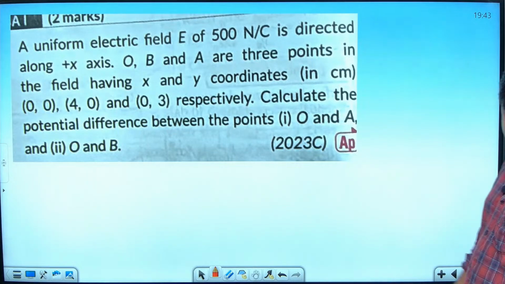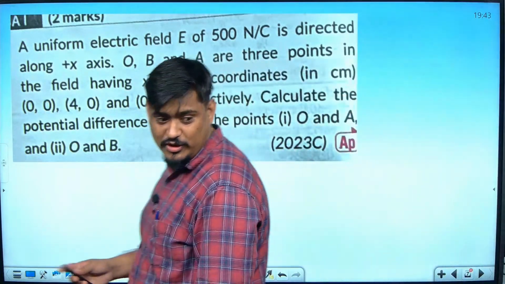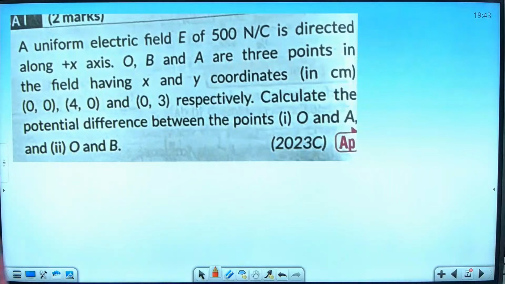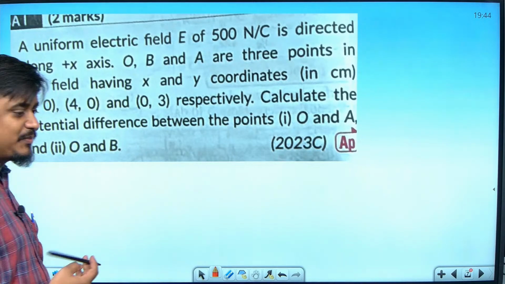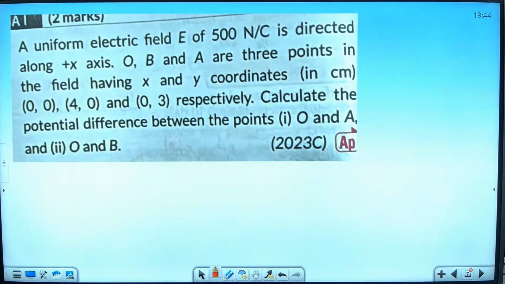Now you are getting the answer, anything? Tarun, you have drawn something. Any idea you are getting? Electric field you have not drawn, it is along positive x direction, right? So, what will be the potential of points O and A?